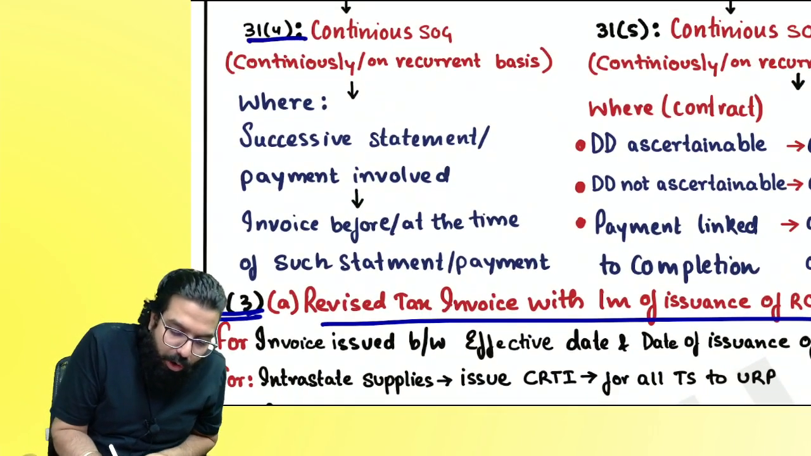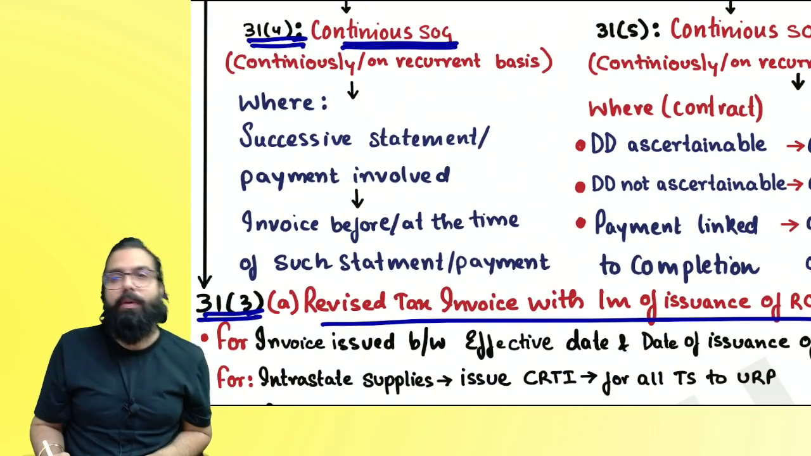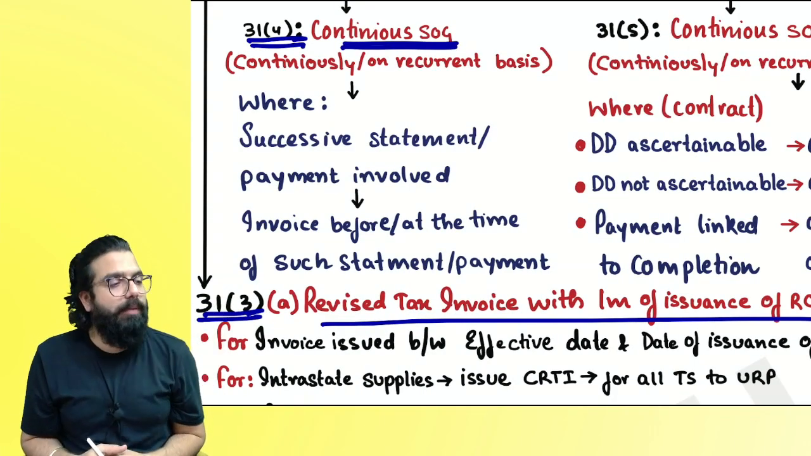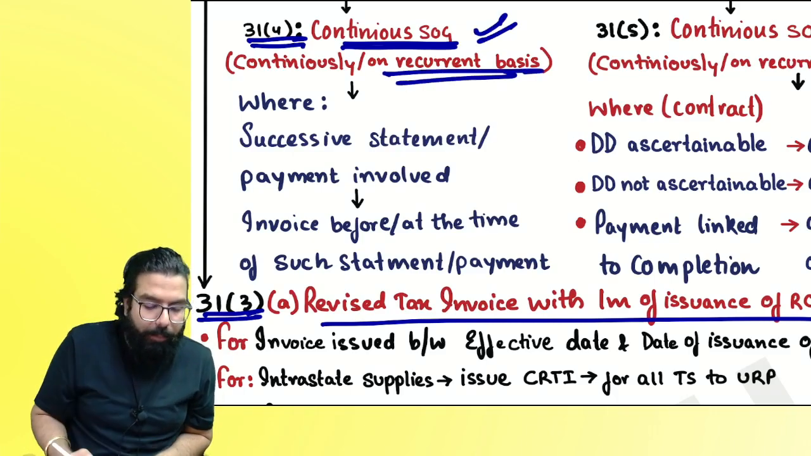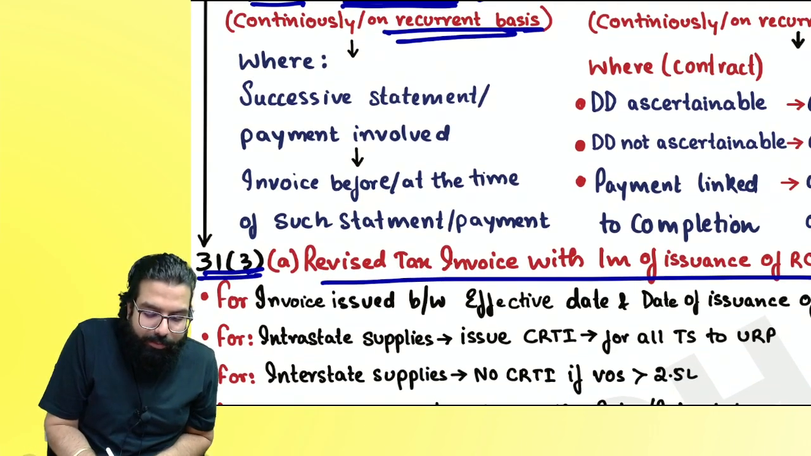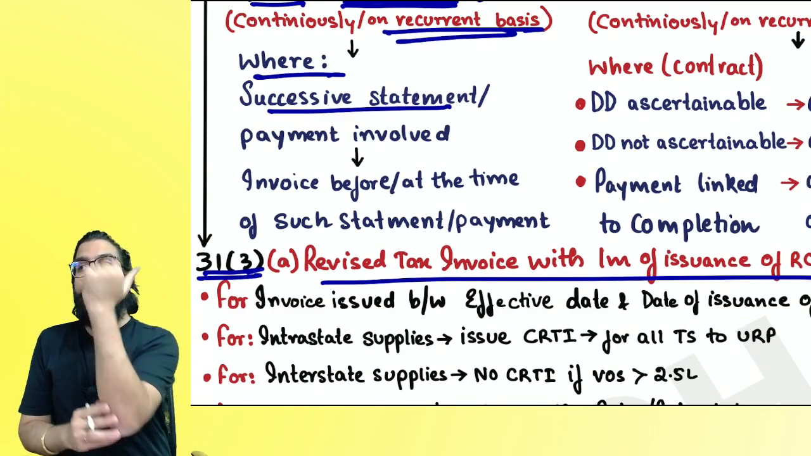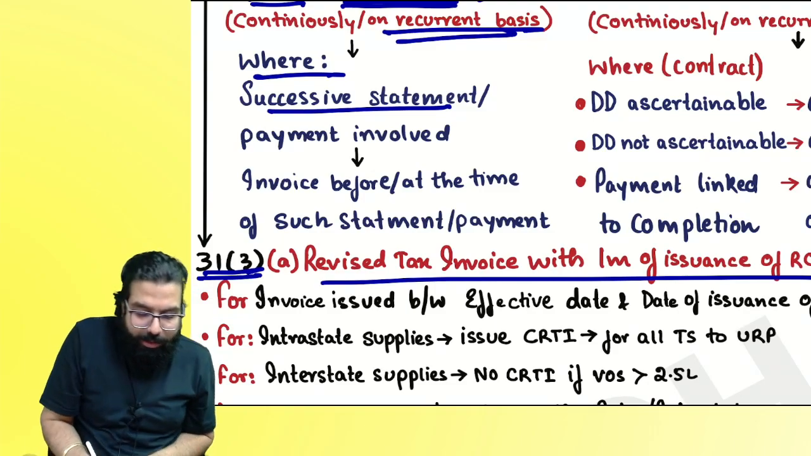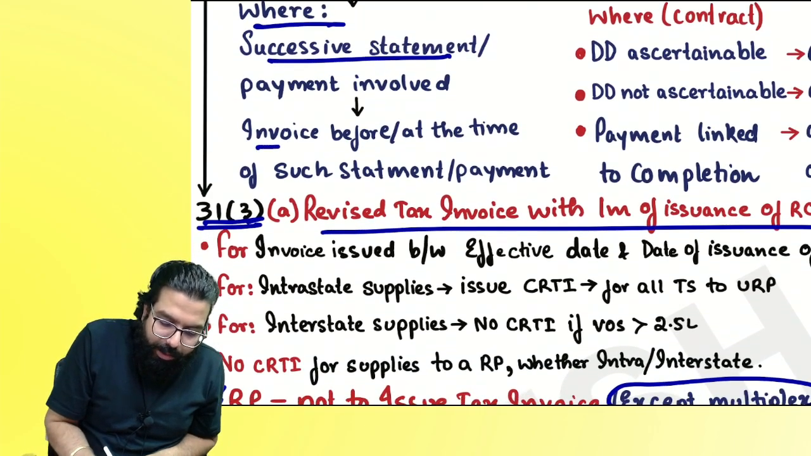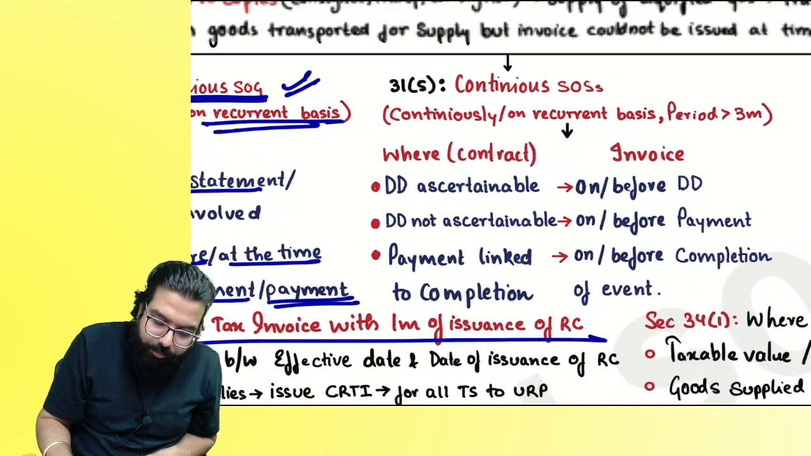Then 31.4 talks about continuous supply of goods. Whenever you are supplying some services or goods continuously on a recurrent basis, that is known as continuous supply of goods. Sir, if I am giving successive statements, when I give the statement, I should give the invoice. If payment is involved, when I am receiving the payment, the invoice should be on or before such statement or payment.